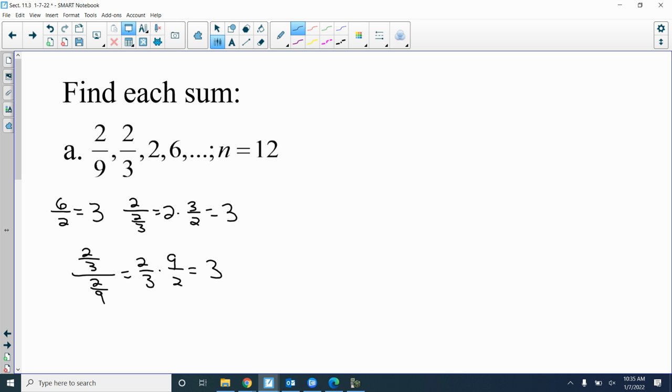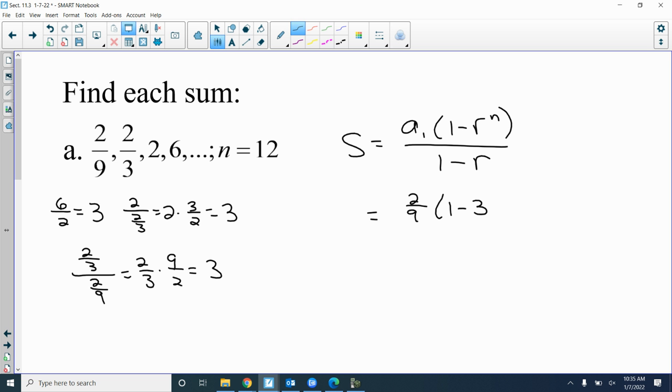So I can use that formula. What is that? S equals a sub 1 times 1 minus r to the n, over 1 minus r. Is that it? Okay. So I can use that formula. What's my first term? 2/9. First term is 2/9. What's my r value? 3. So I get 2/9 over 1 minus 3 to what power? 12th power, over 1 minus 3.